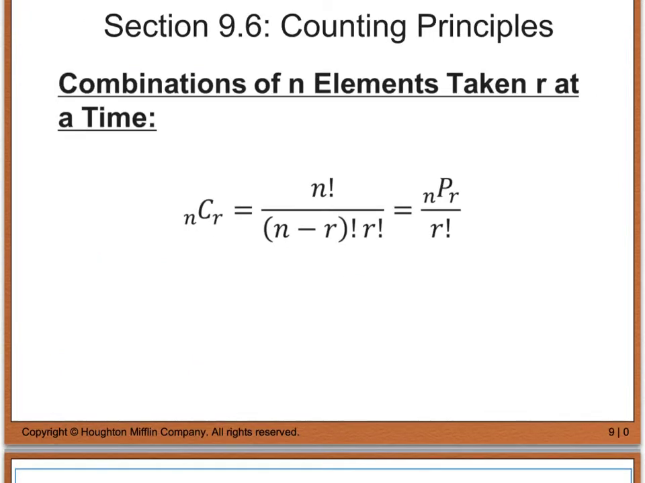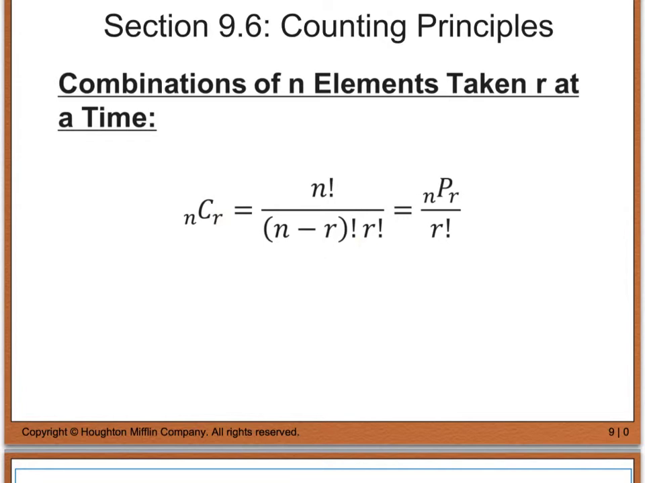Again, it's not always feasible to sit there and list out every different combination, so it's nice to have a formula to use. When we're looking at combinations of n elements taken r at a time, we can use this equation right here. The number of combinations taken r at a time is equal to n factorial divided by the quantity of n minus r factorial times r factorial.